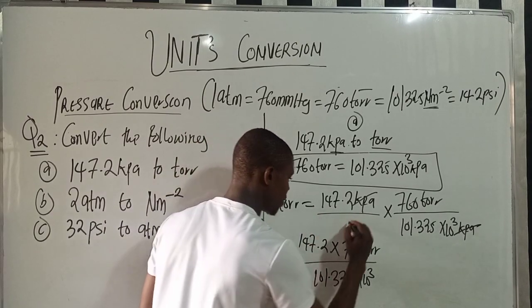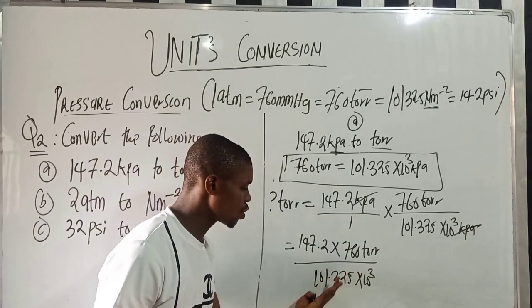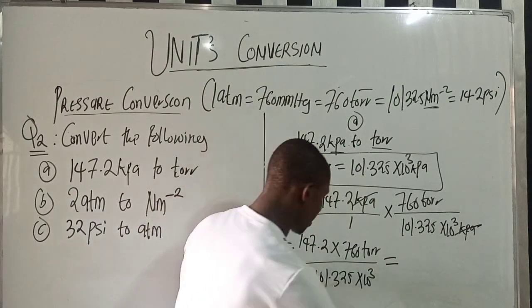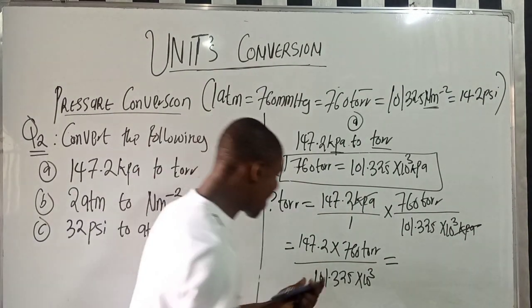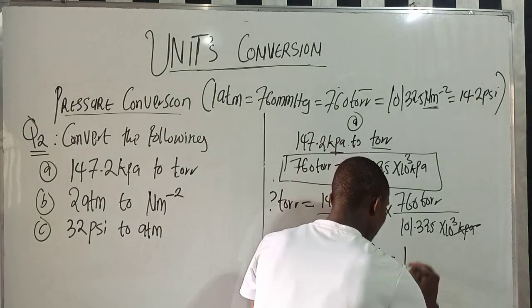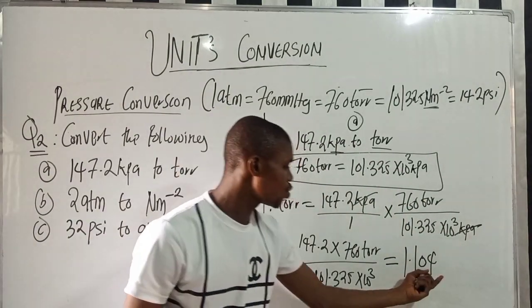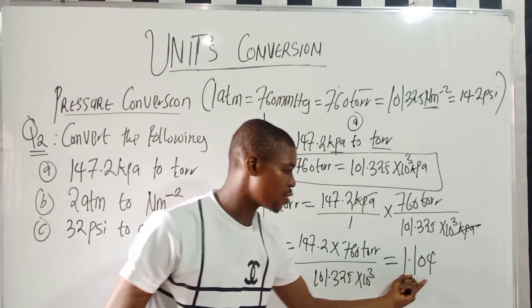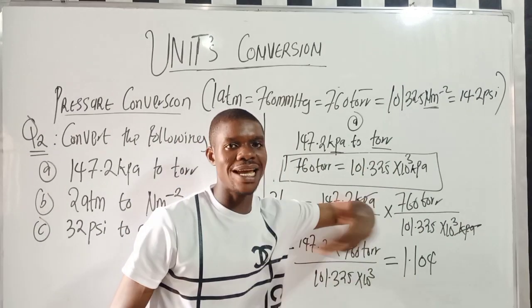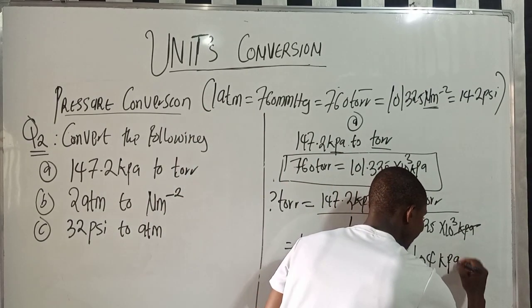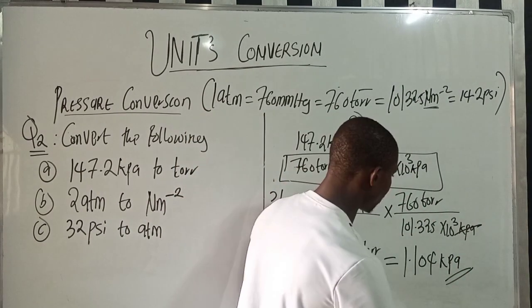So what I want to do here is use your calculator to punch your answer, and you're going to get your answer. So here we have one answer is 1.104. It's always good you leave your decimal point to 3 and above. So you're going to have kilopascal. That is the answer.